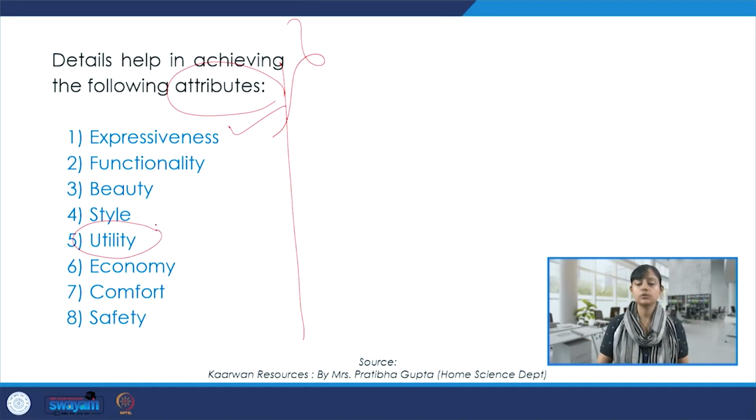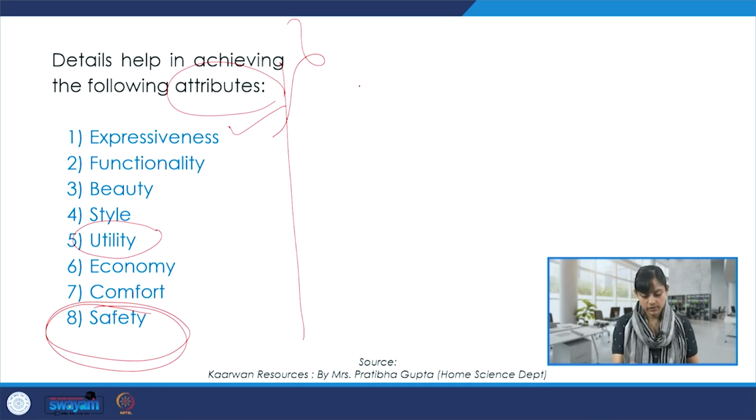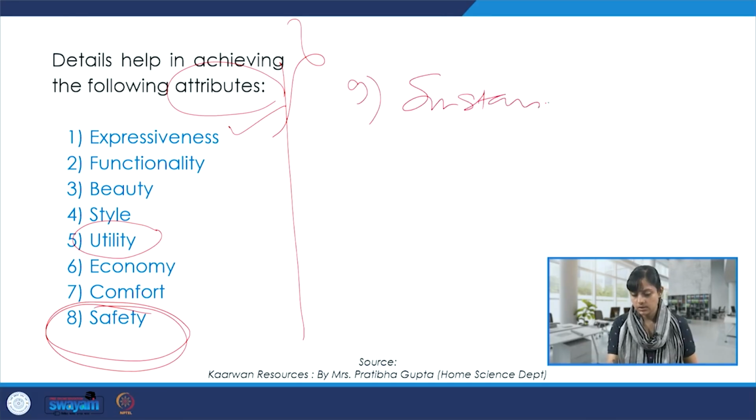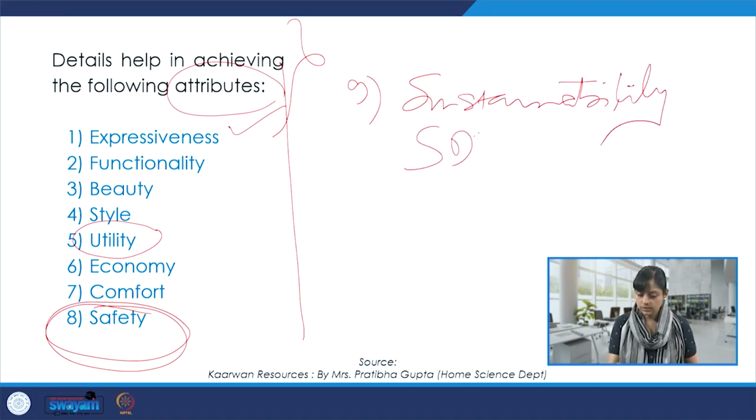What is the utilitarian aspect within the design? Even the details can bring out that. The economy, comfort within a project, and of course, the safety measure. That's also very important. We could add on a lot of things over here. For example, sustainability, since we are talking about SDGs quite a lot throughout the module, and circularity, etc. So the details can help us achieve these attributes as well.